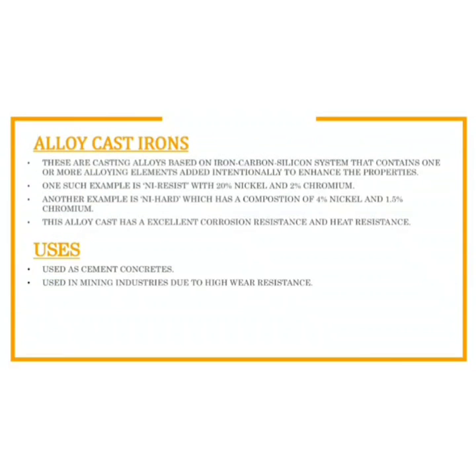The next type of iron is alloy cast irons. These are casting alloys based on the iron-carbon-silicon system that contain one or more alloying elements added intentionally to enhance their properties. One such example is Ni-Resist with 20% nickel and 2% chromium, and another example is Ni-Hard, which has a composition of 4% nickel and 1.5% chromium. This alloy cast iron has excellent corrosion resistance and heat resistance.